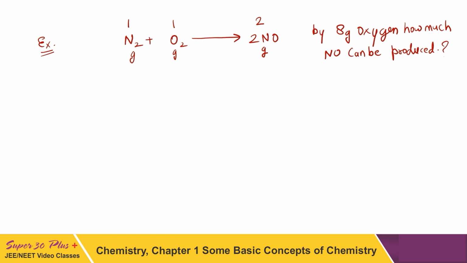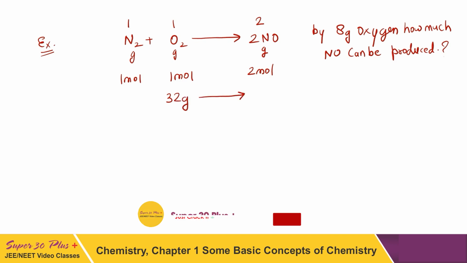What does stoichiometry say? 1, 1, 2, which means 1 mole of this reacts with 1 mole of this and produces 2 moles of this. What is the molar mass of oxygen? Molar mass of oxygen is 32 gram. So 32 gram oxygen will give... what is the atomic mass of nitrogen? 14, and the atomic mass of oxygen is 16. Molar mass of NO will be 30 and 2 moles will be 30 into 2, which is 60 gram.